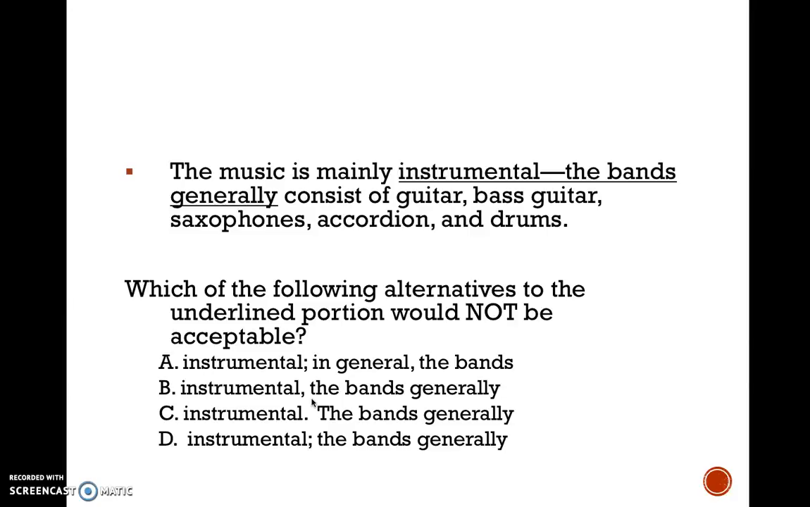And they finish out correctly. The music is mainly instrumental. In general, comma, the bands consist of guitar, bass guitar, saxophones, accordion, and drums. And the other one says the bands generally. So that also works. So the answer here is B. The reason it's B is because you're not allowed to link two independent clauses with just a comma. We'll get to that when we take a look at some commas, but that's why that is not correct.